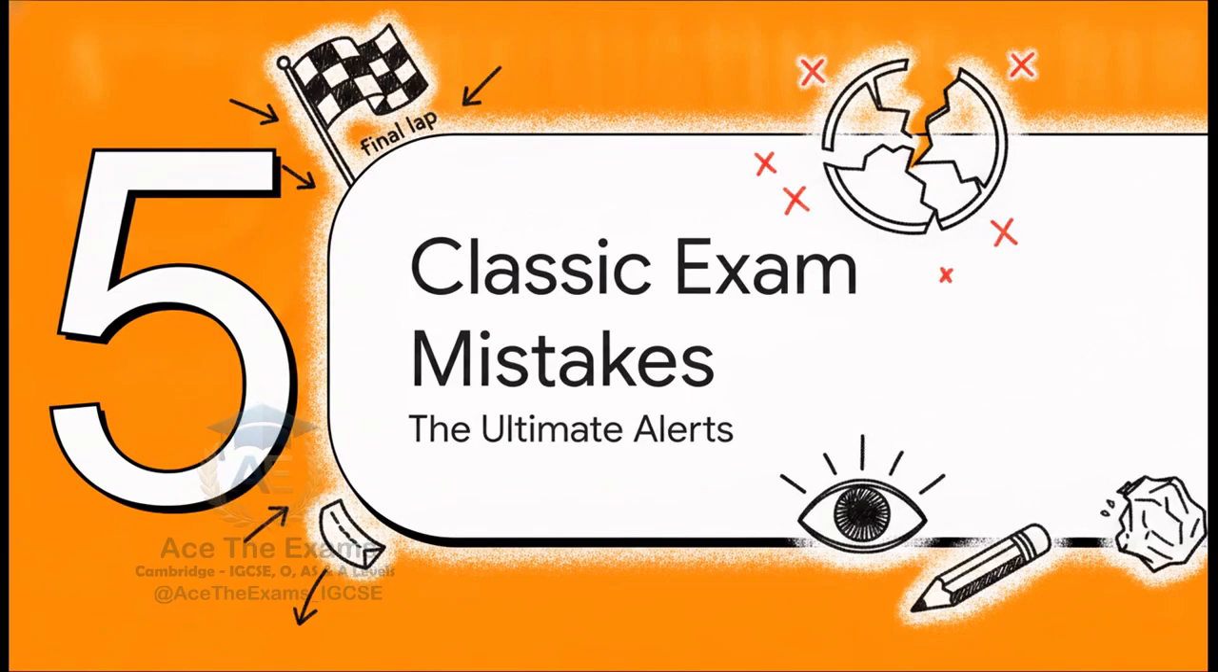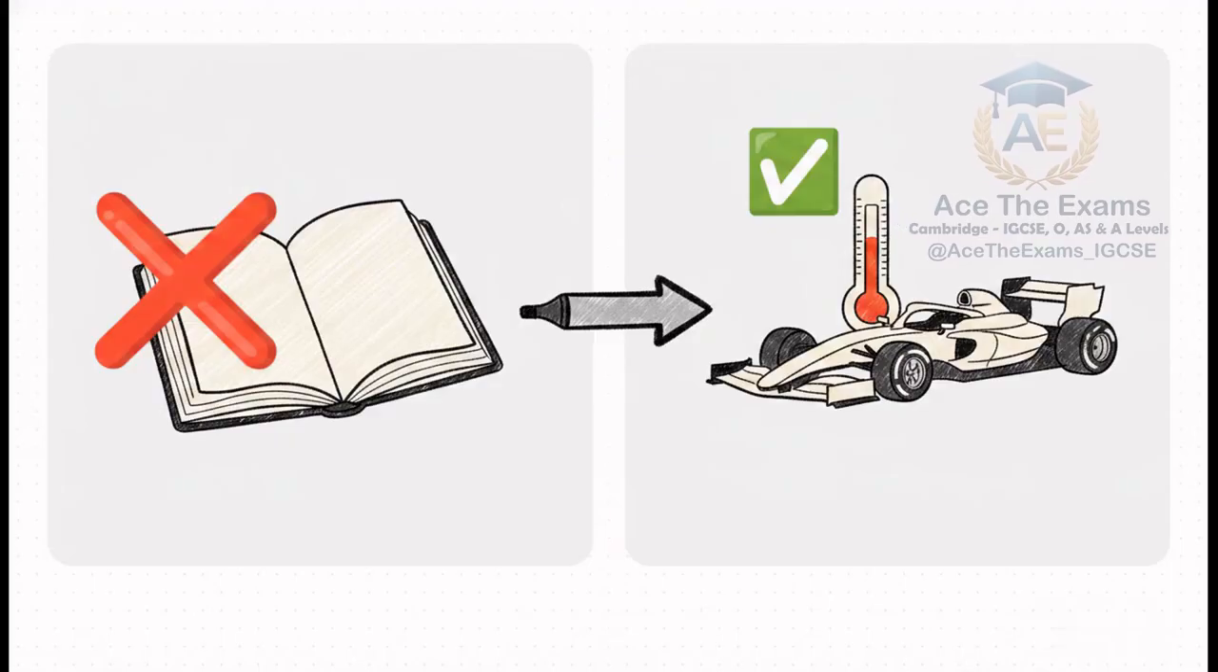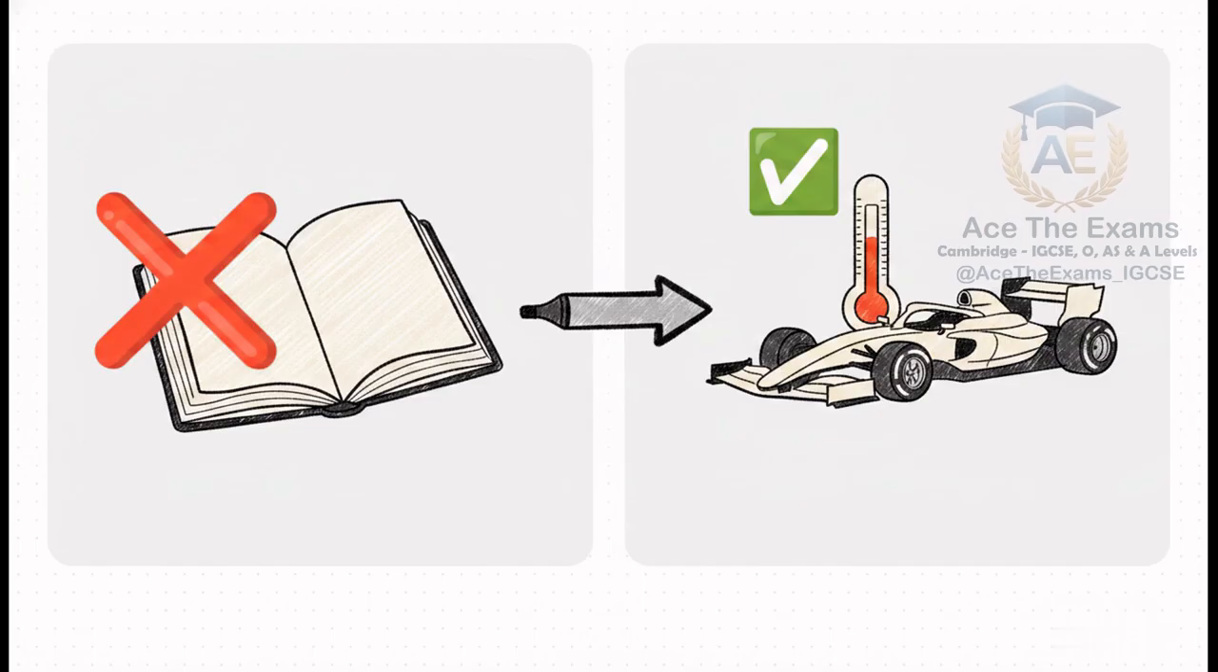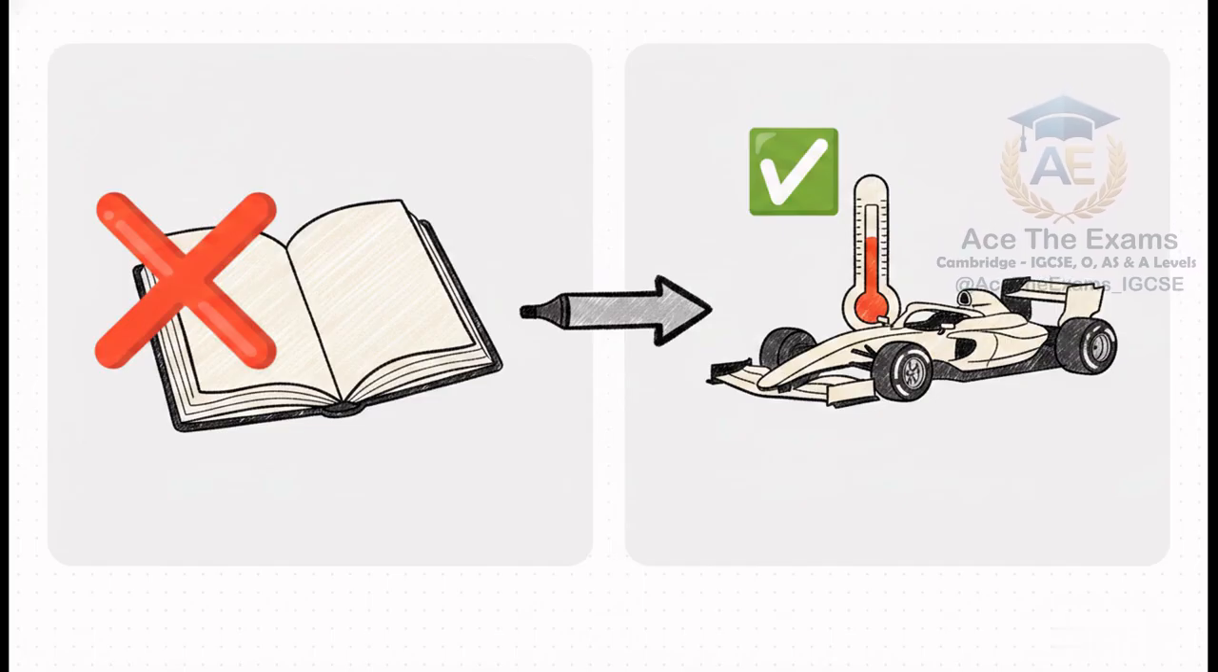All right, we are on the final lap now, entering Sector 5, Avoiding Classic Exam Mistakes. These are the ultimate alerts that you need to internalize right now. Pay close attention, because these warnings are pulled straight from the examiner reports. If you ignore these, all of your theoretical knowledge is totally wasted.